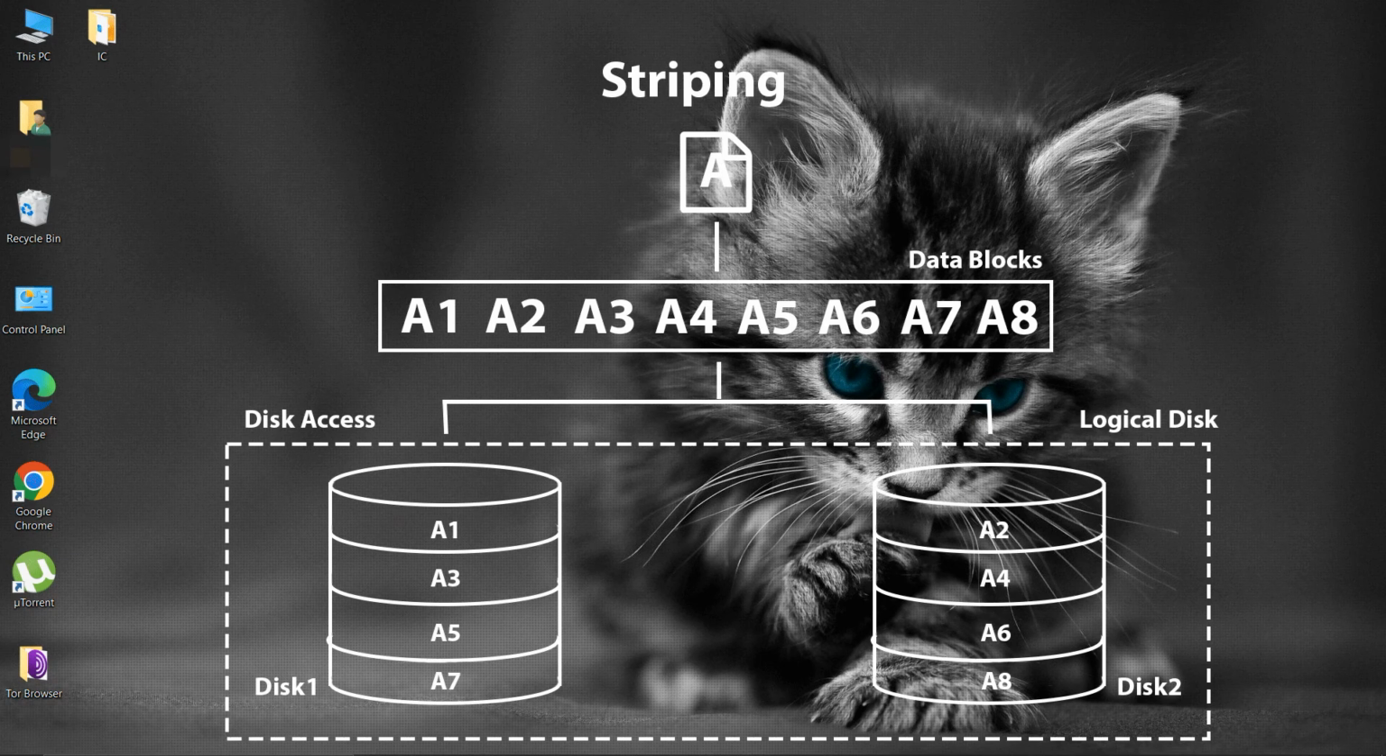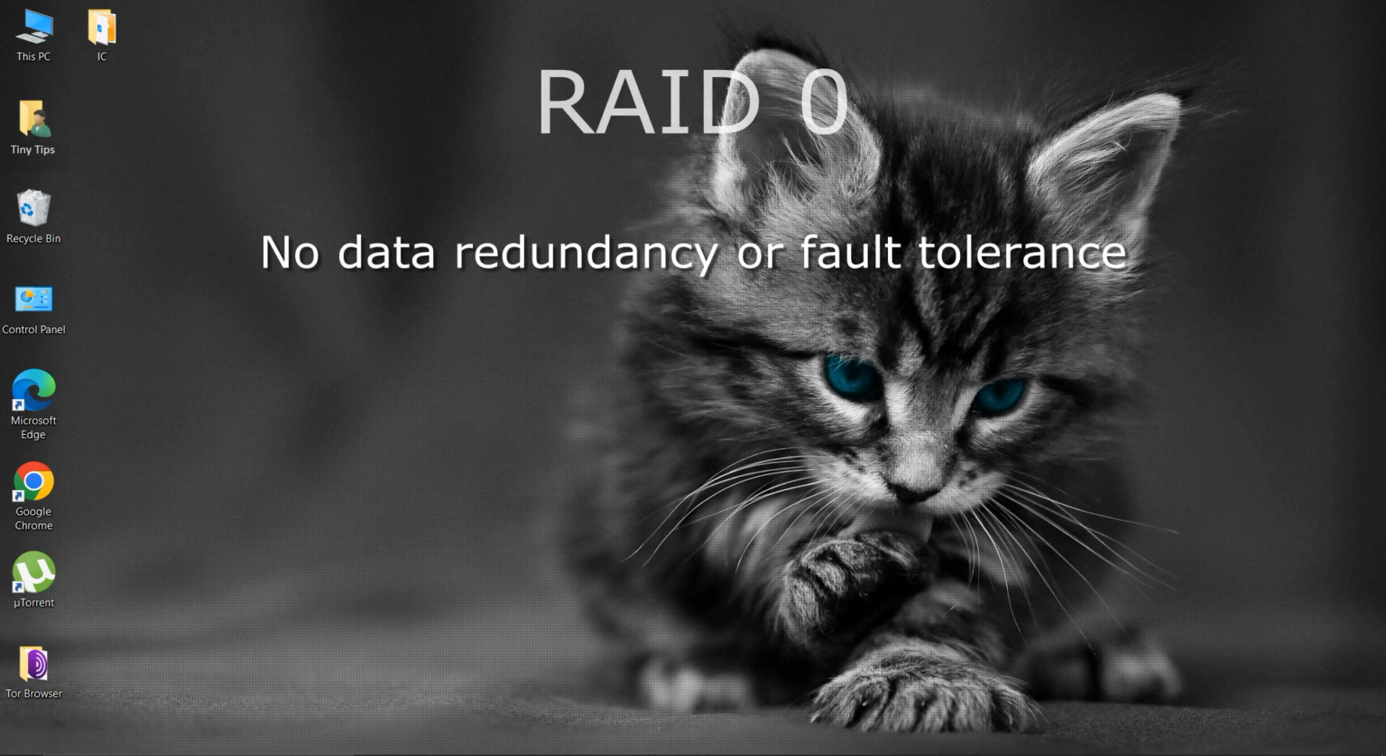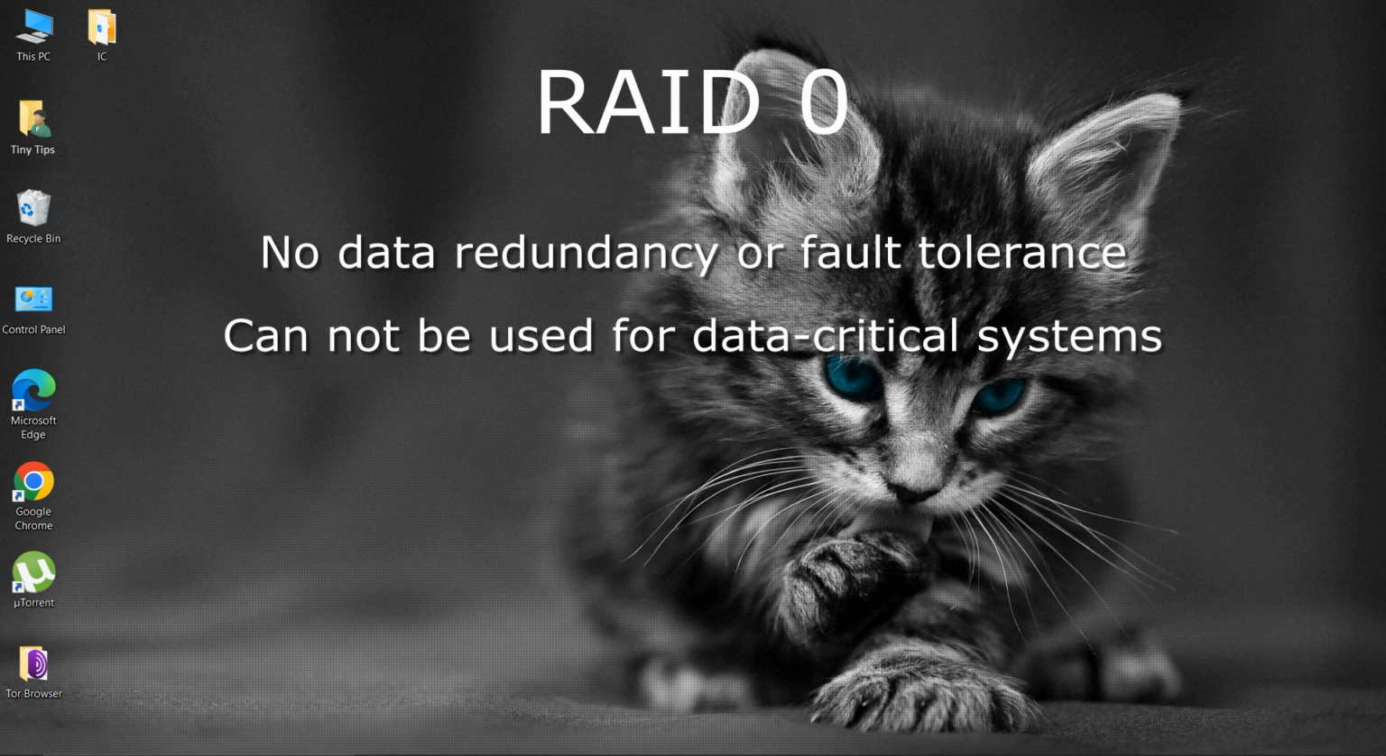But if one of the disks in the array fails, the data becomes corrupt and meaningless. So, you need both the disks in working condition for your RAID 0 system to work. There is no data redundancy or fault tolerance in RAID 0. So, this configuration cannot be used for data-critical systems.